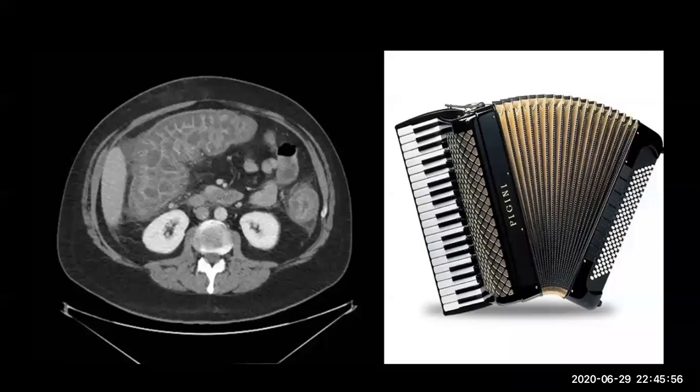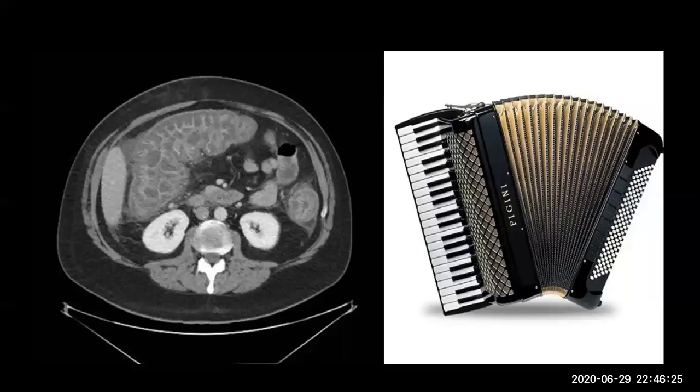Not specific for pseudomembranous colitis, okay? Any colitis can give this appearance. You see here in the right side, transverse colon, even in the descending colon. Correlation, contrast between them. So this is an accordion sign with colitis, with pseudomembranous colitis.